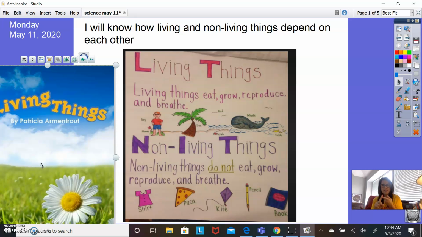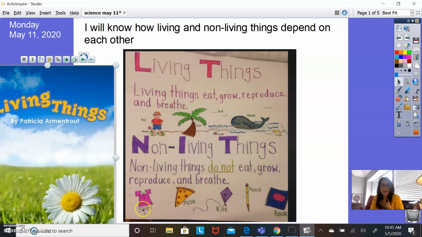Living things eat, grow, reproduce. That means that they have babies, and they breathe. So non-living things, they don't need to eat or grow or reproduce or breathe. These are some examples of some living things up here. So we see this boy and a flower. Here's a tree, a palm tree. Look at the ocean, the whale and the birds. The crab and the fish, they're all living things. They all need things to eat, grow, reproduce, and breathe.